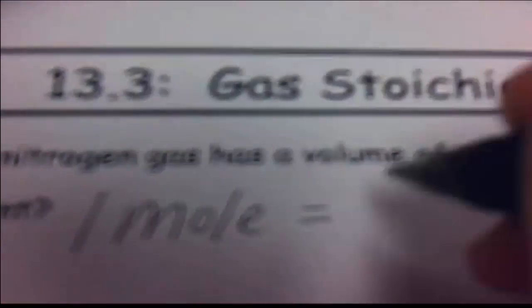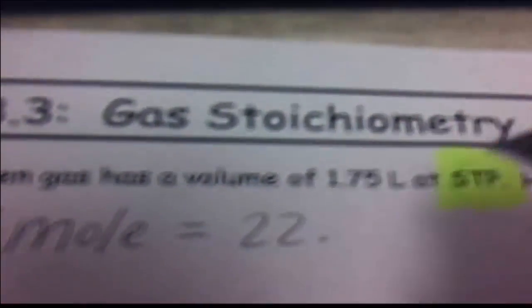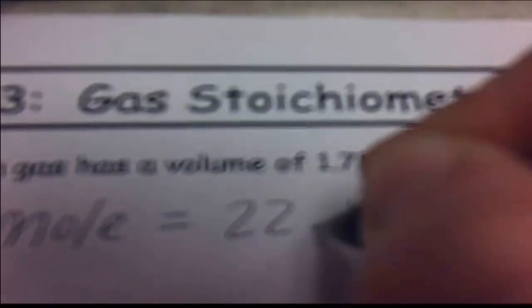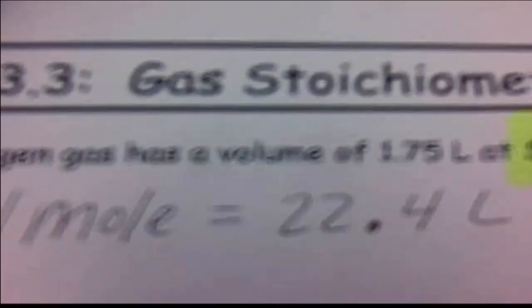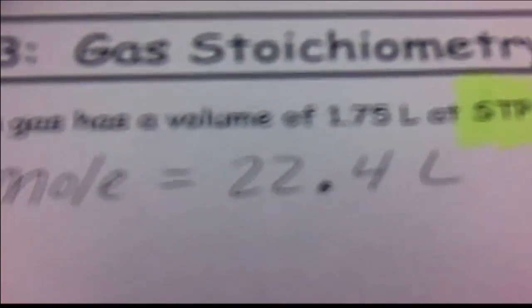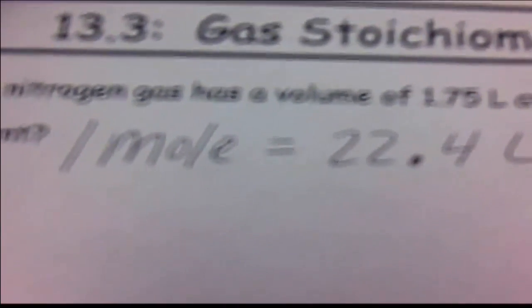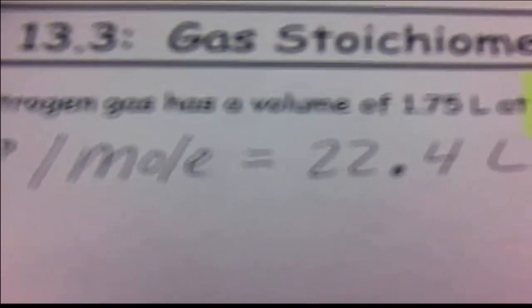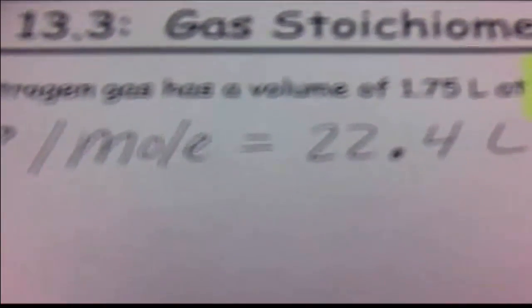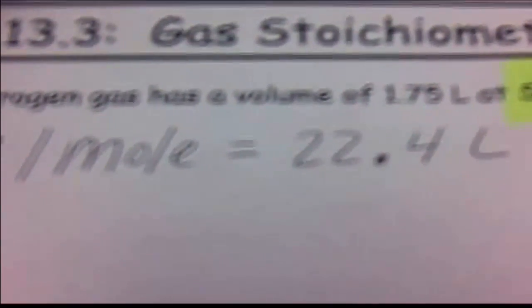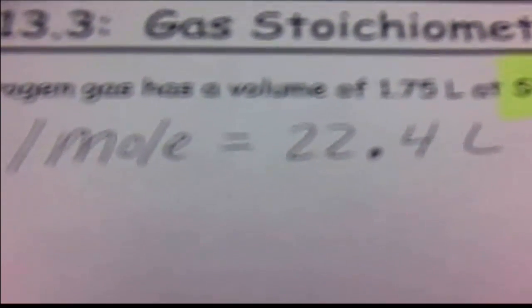that 1 mole equals 22.4 liters. And that's super important because that is an extension of our mole map. So now if we want to go from grams to liters, we could go from grams to moles, moles to liters. Or if we wanted to go from molecules to liters, we could. It's just an extension. It's another step.